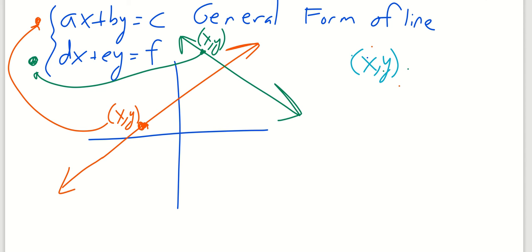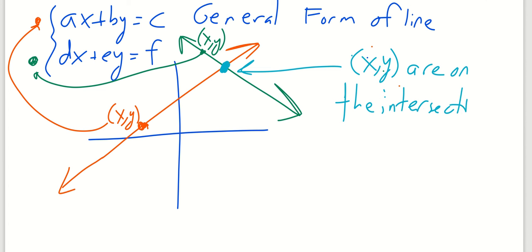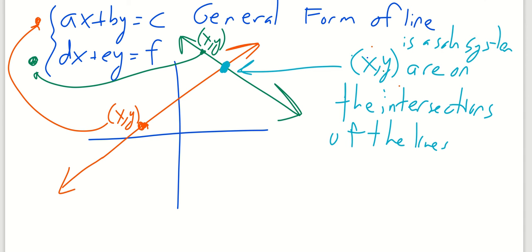So geometrically, those points that are solutions to the system are going to be on the intersection of your two lines. If an ordered pair x comma y is a solution to the system, then it's going to be on the intersection of the two lines.